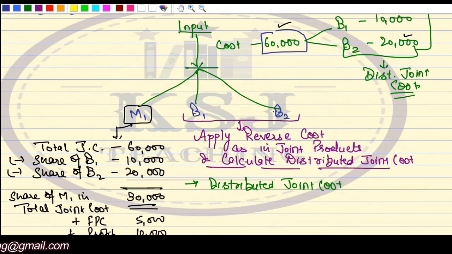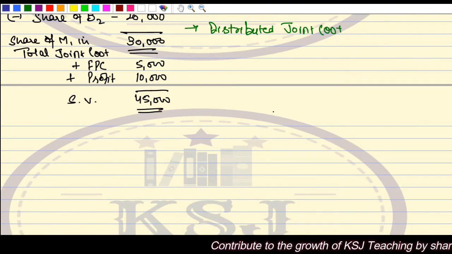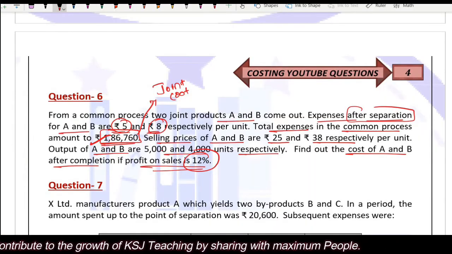In joint products, there is no issue. In byproducts, the procedure is a bit lengthy, right? But not to worry much. Let's do a practical problem on this.